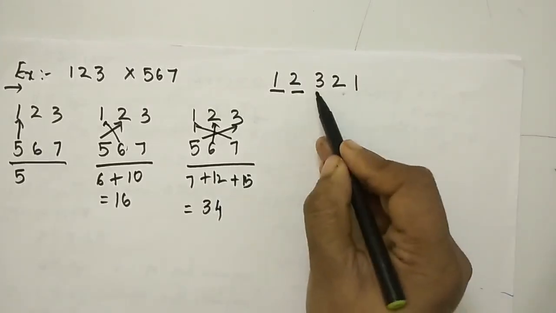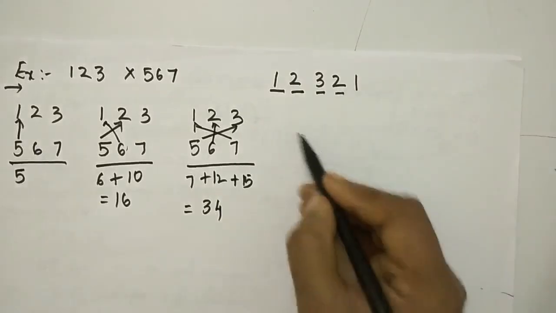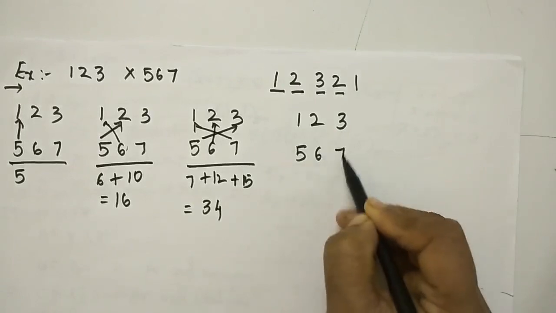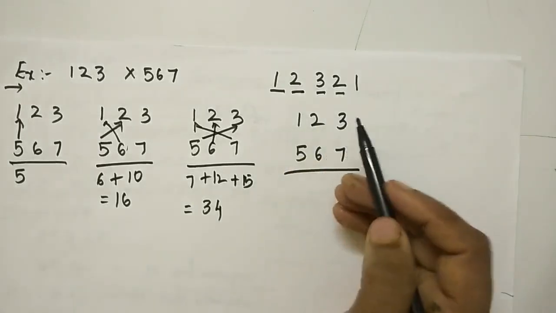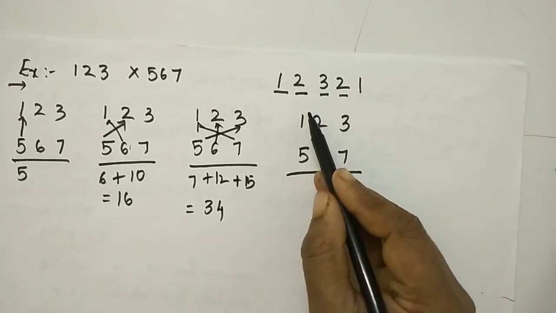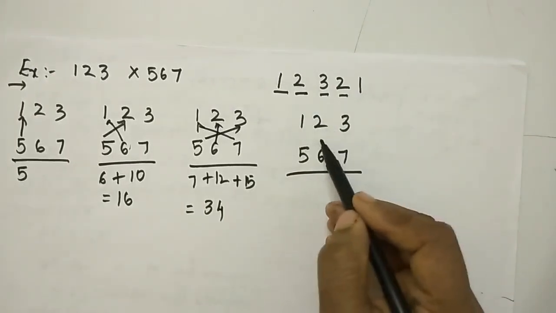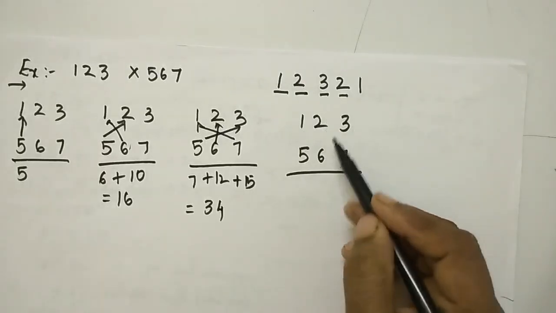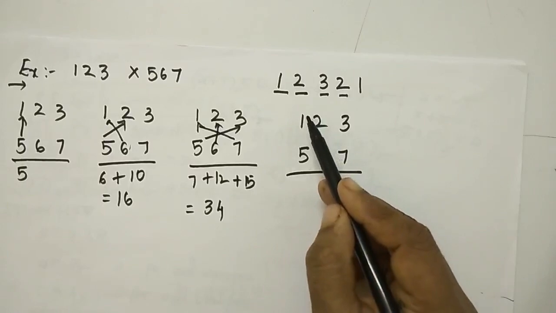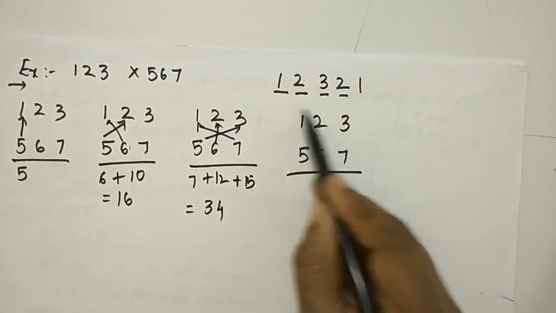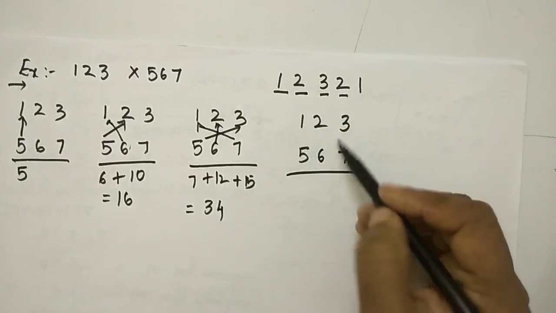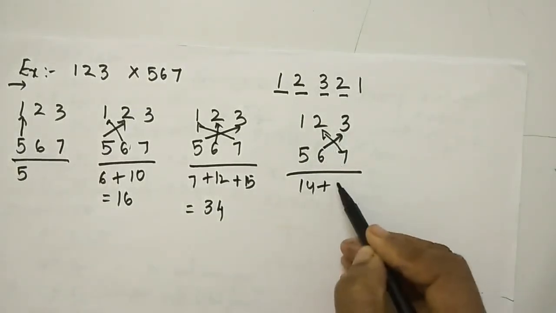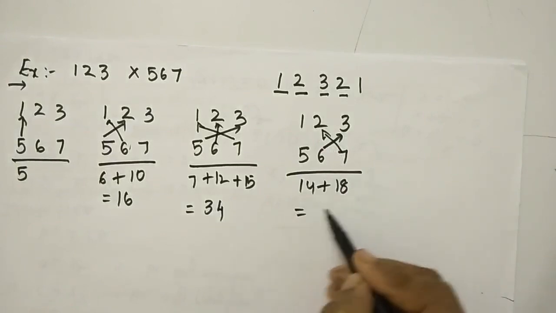Now, next pattern number is 2. Now come to 2. 1, 2, 3, 5, 6, 7. In this direction we have to go, right? So we have to leave the 1 digit because here 3 digit, right? You have to do 2 digits of multiplicand and 2 digits of multiplier should be multiplied. So leave the number from this side. Leave 1 here and 5 here. Multiply these two numbers. You will get 14 plus 18. This is equal to 32.